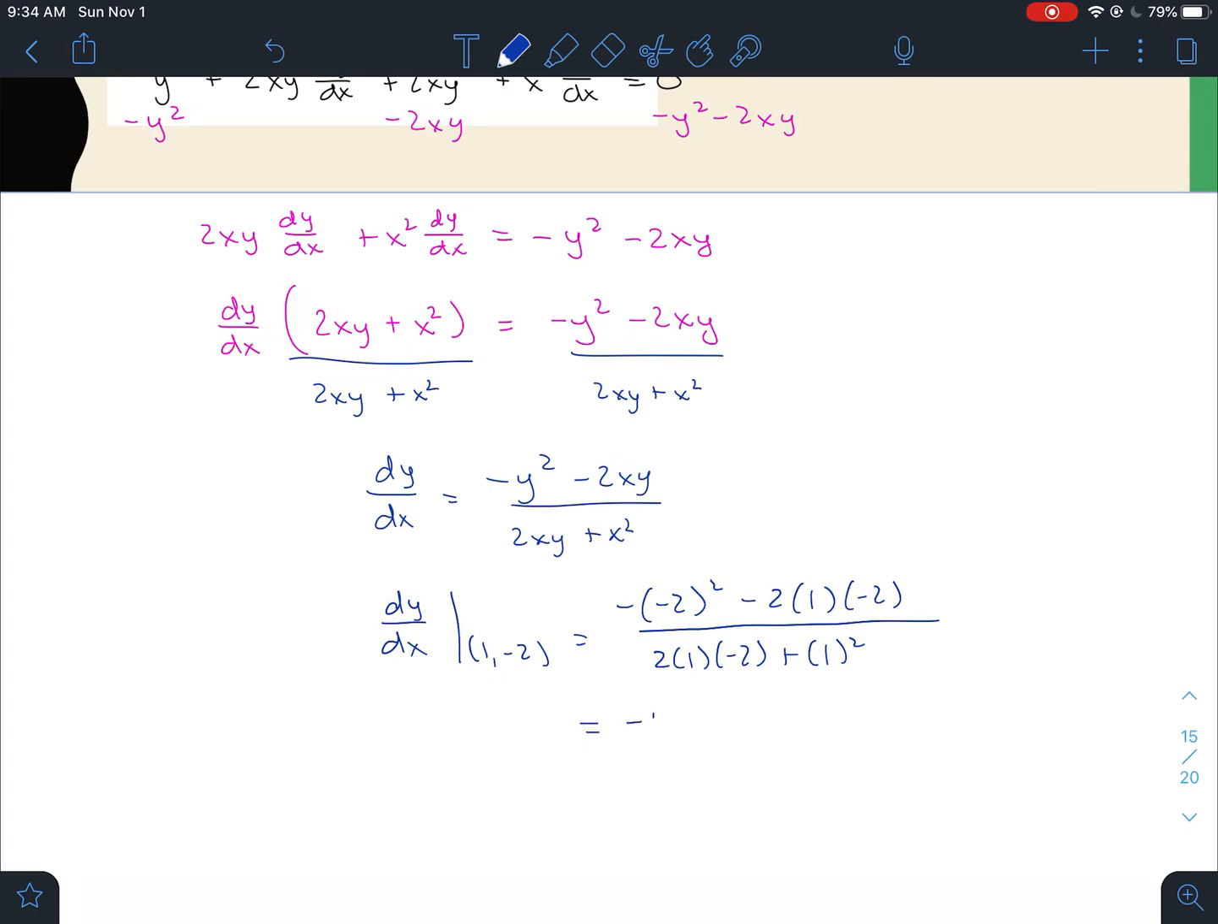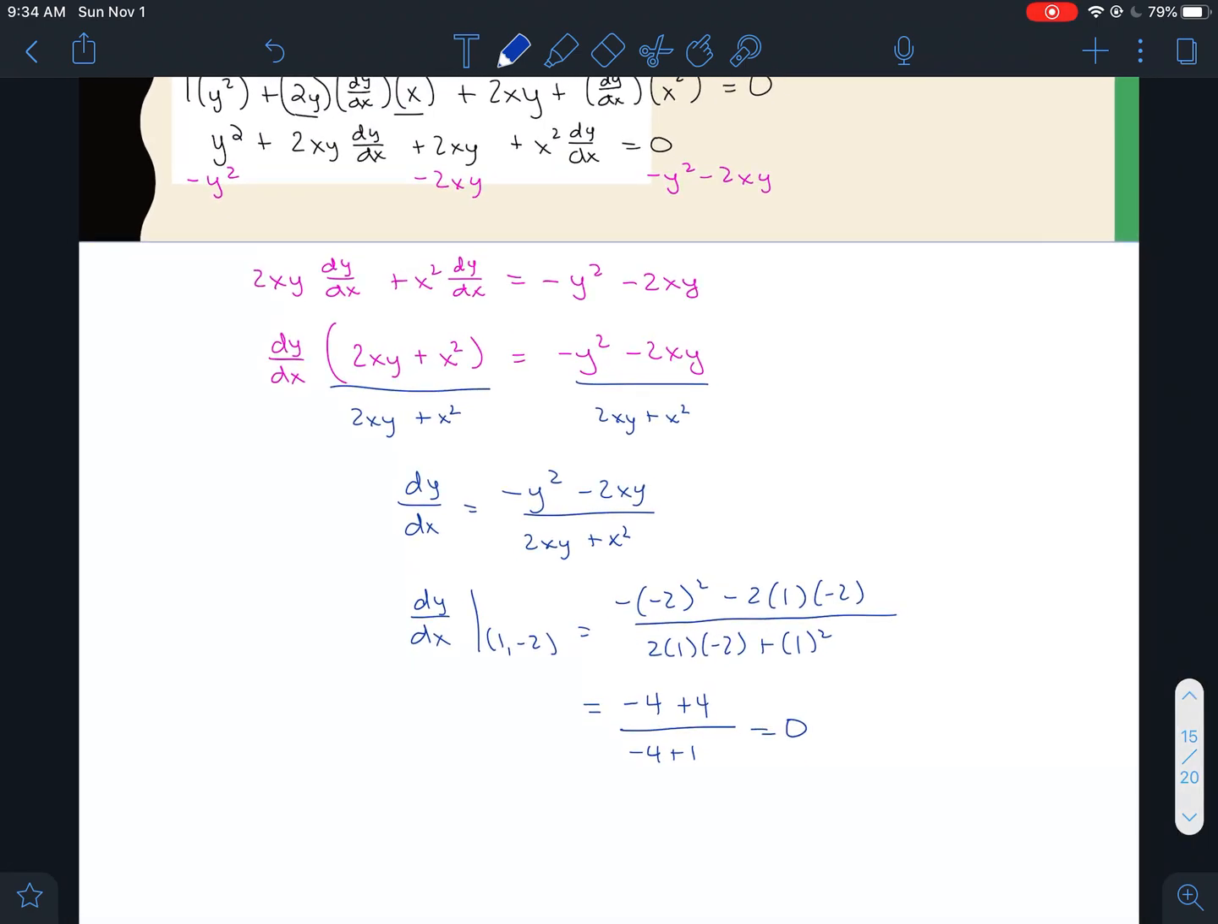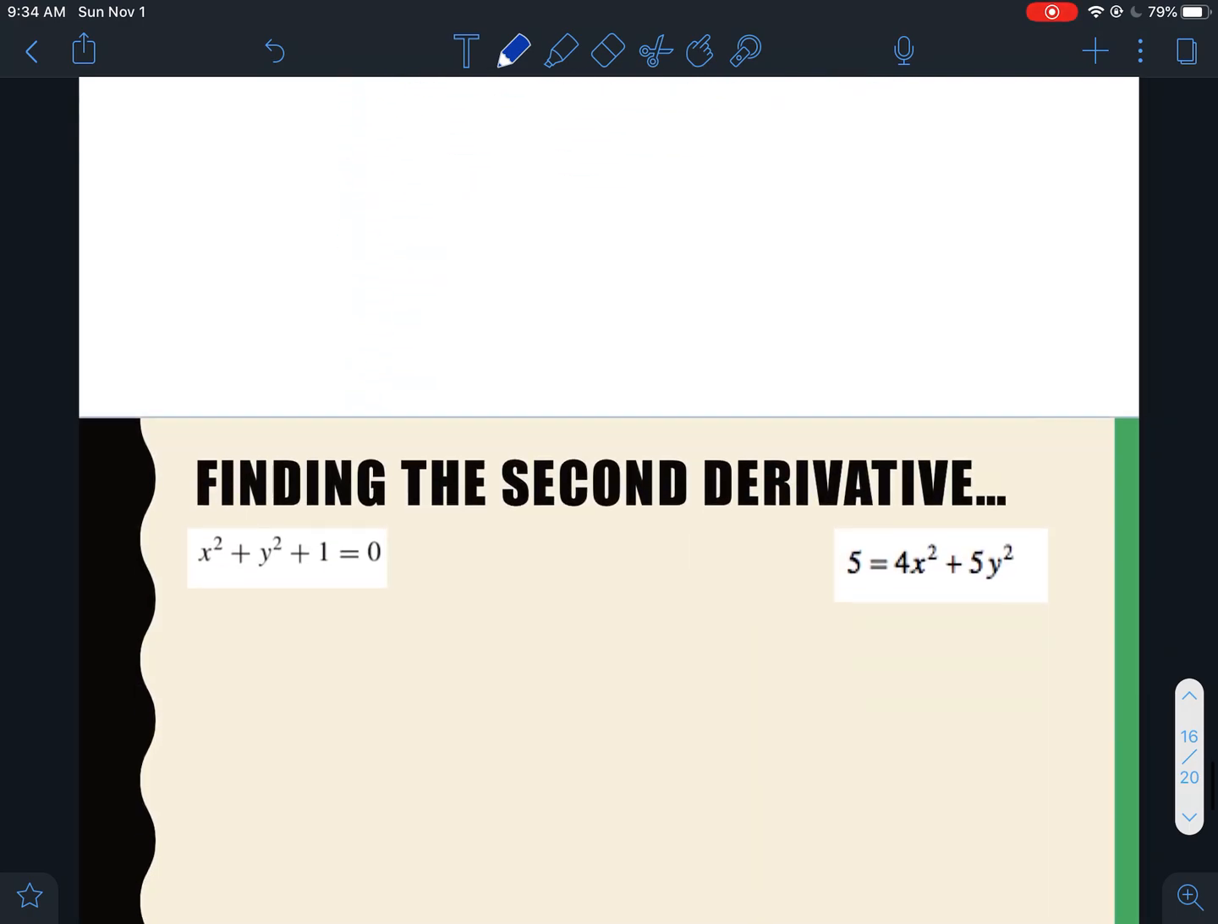And so this would be exponents first. Negative 2 squared is 4, and then the opposite of that is negative 4. And then -2 times 1 times -2 is positive 4. And then all over -4 plus 1, this is going to be 0. So the slope of the tangent line at the point (1, -2) looks to be 0. And so the equation for the tangent line is going to be y plus 2 equals 0 times (x minus 1), or y equals -2, if you simplified that all the way down.